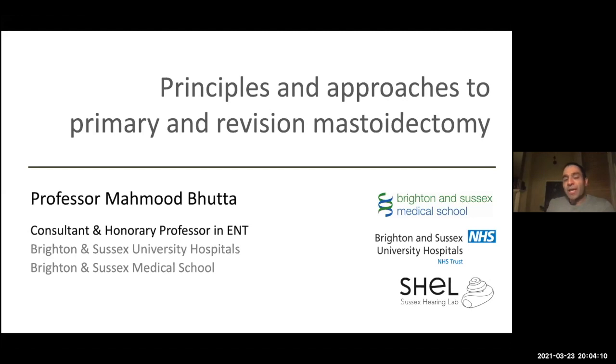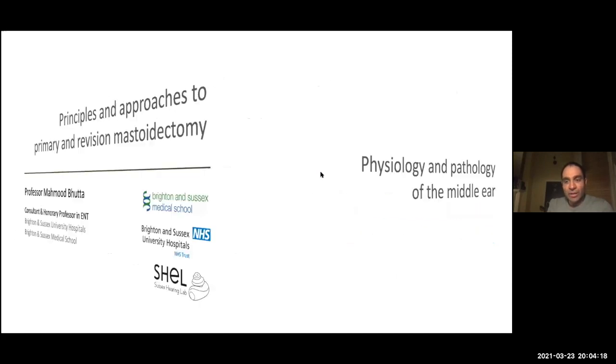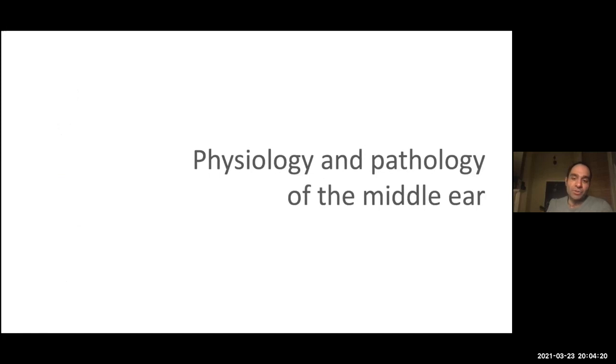So I'm going to start here by talking a little bit about what the ear actually is and how it functions, and then move on to the clinical approaches. So just a very brief overview of some of the physiology and pathology of the middle ear.